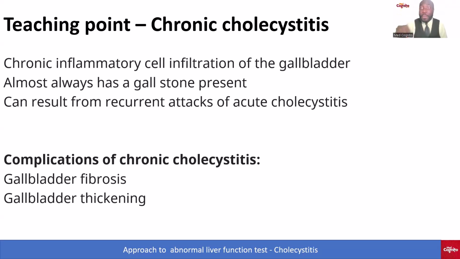Now, what are the complications of chronic cholecystitis? So that's also something we need to know. Write this down in your book. Chronic cholecystitis can lead to gallbladder fibrosis. It can also lead to gallbladder thickening.